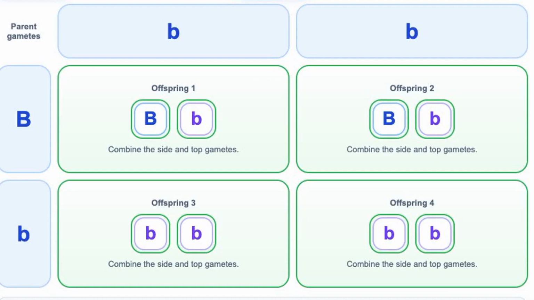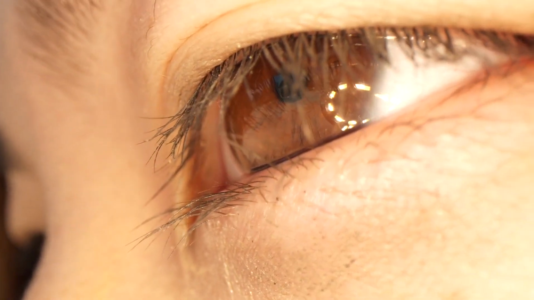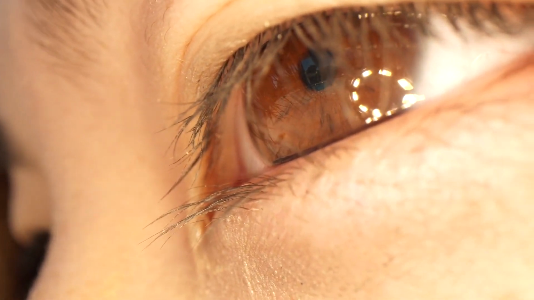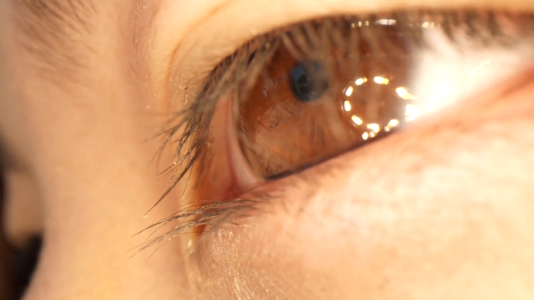Punnett squares use allele symbols. A dominant allele is usually shown with a capital letter, while a recessive allele is usually shown with a lowercase letter. For example, in a simplified model, if B represents brown eyes and b represents blue eyes, then BB would show the dominant phenotype. The genotype shows the allele combination, while the phenotype shows the observable trait.